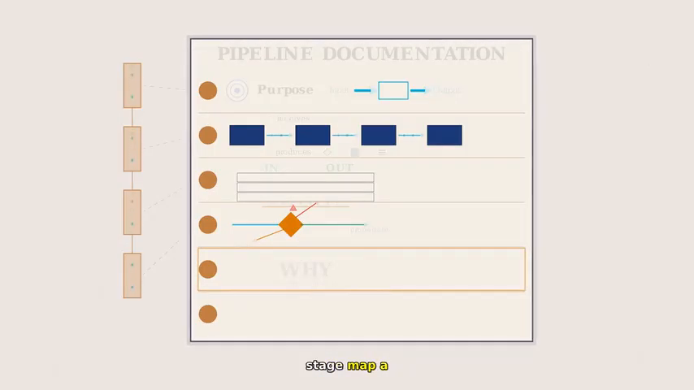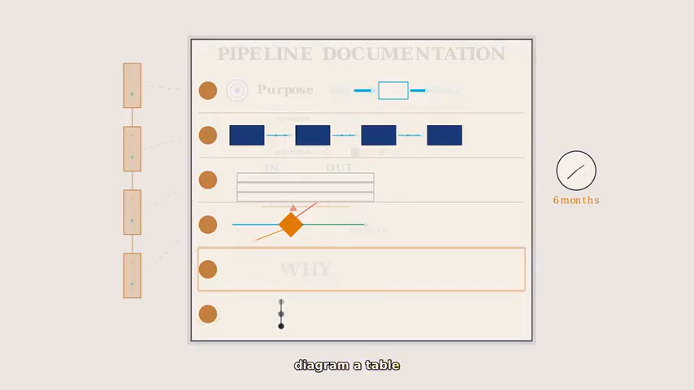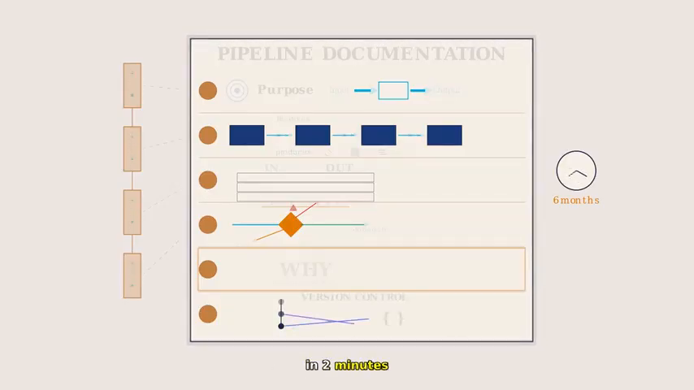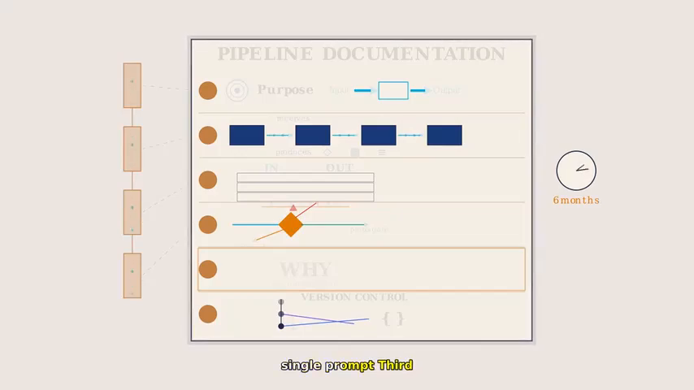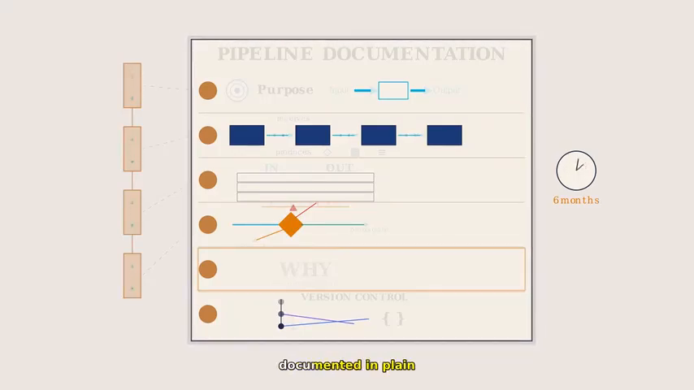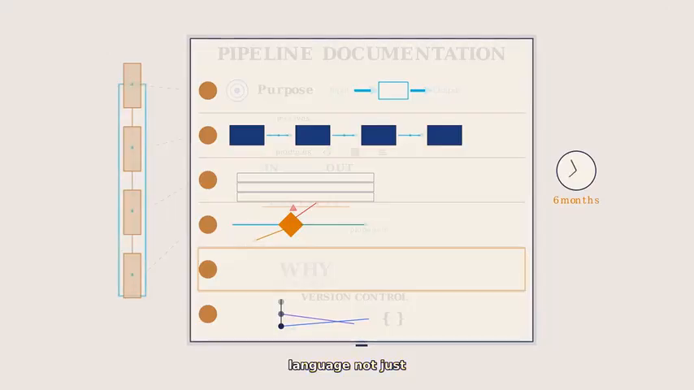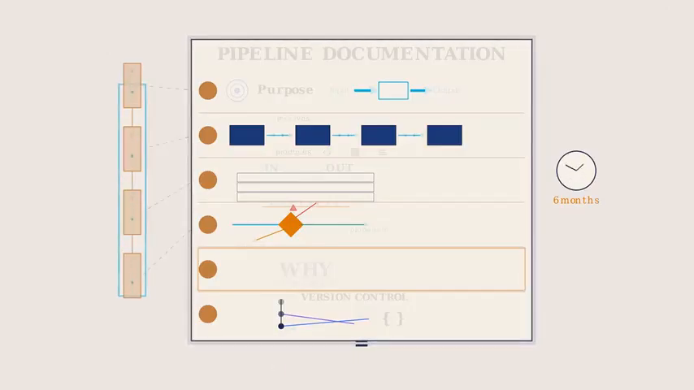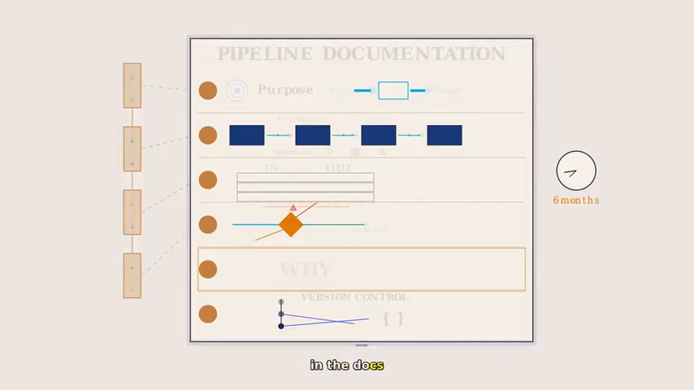Second, a stage map. A clear numbered layout of every stage in the pipeline, what it receives, what it produces, and how it connects to the next stage. This can be a diagram, a table, or even just a well-structured list. The goal is that anyone reading it can understand the pipeline structure in 2 minutes without reading a single prompt. Third, the I/O contract for each stage, documented in plain language. Not just inferred from reading the prompt code, but explicitly stated in the docs.